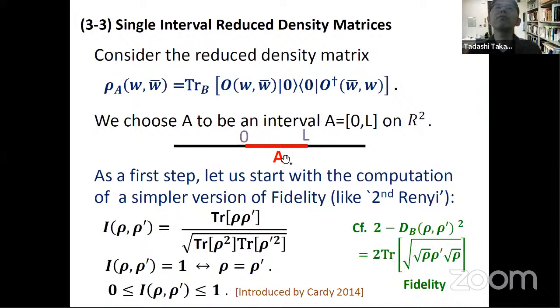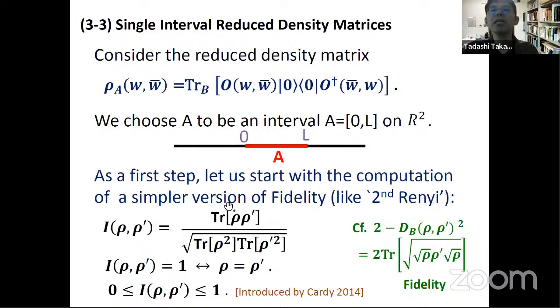So here we go. If we talk about the single interval reduced density matrix, the simplest case, we are talking about some region here, region A, and its length is L. And then we again talk about this reduced density matrix. We can talk about distinguishability by looking at fidelity, but the fidelity is actually very difficult to calculate. We will do it later, but not in detail.